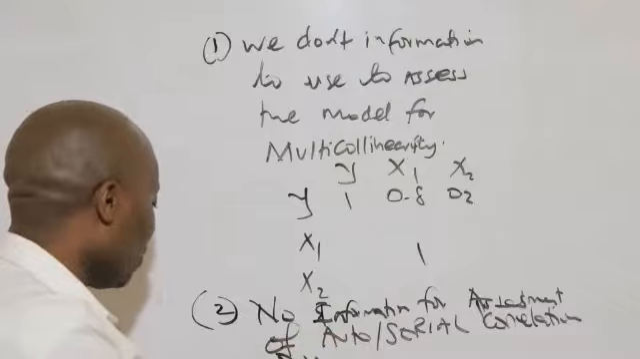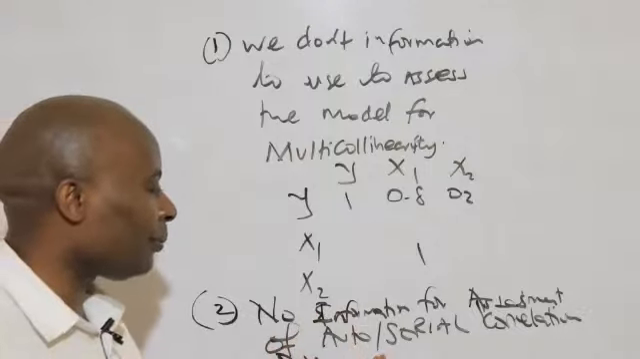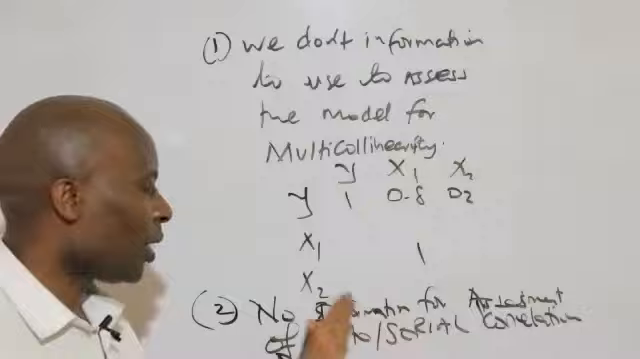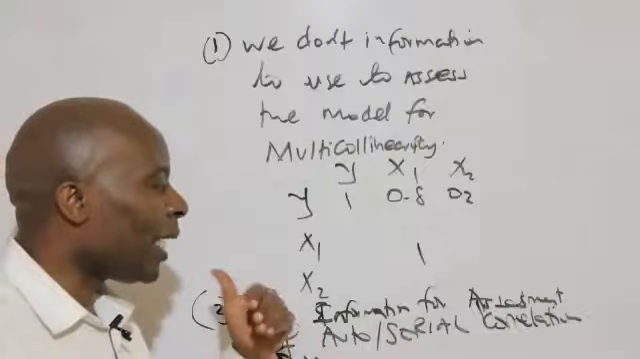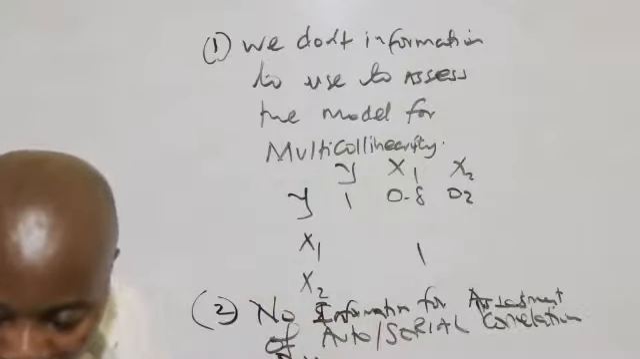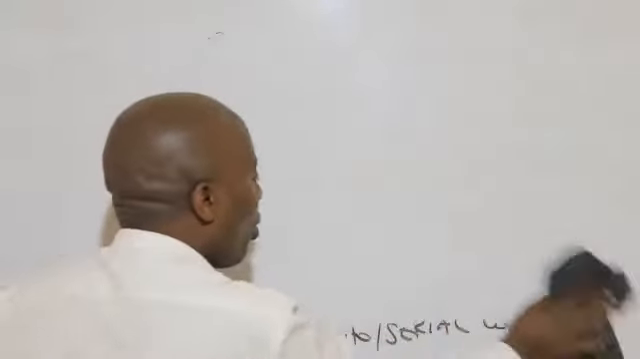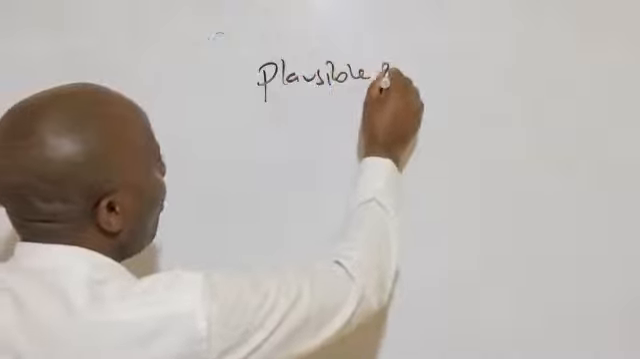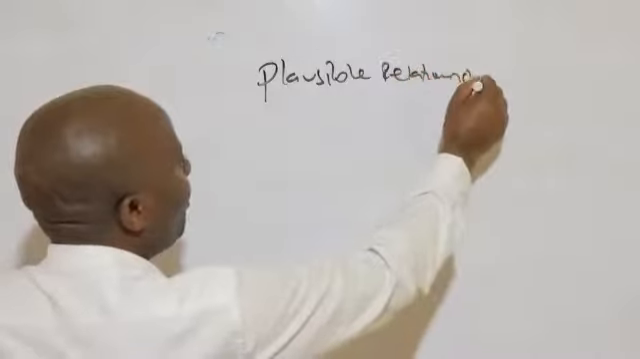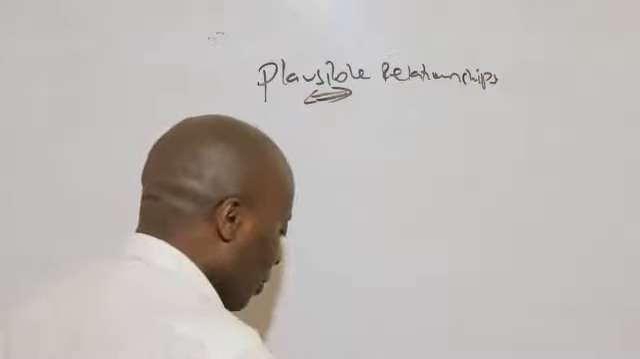Number three, the question doesn't make reference to plausible relationships here. So plausibility: do the relationships that we have make sense?